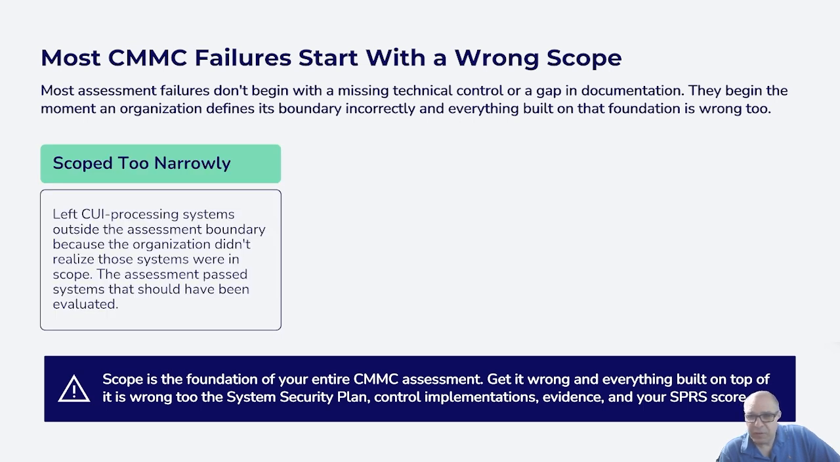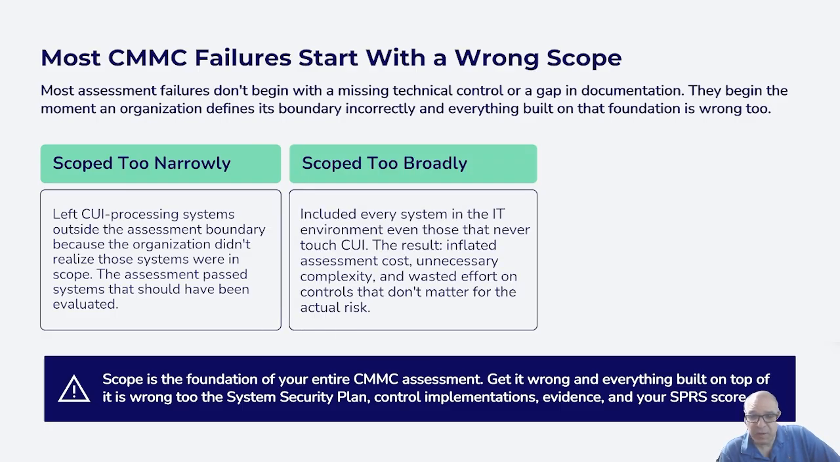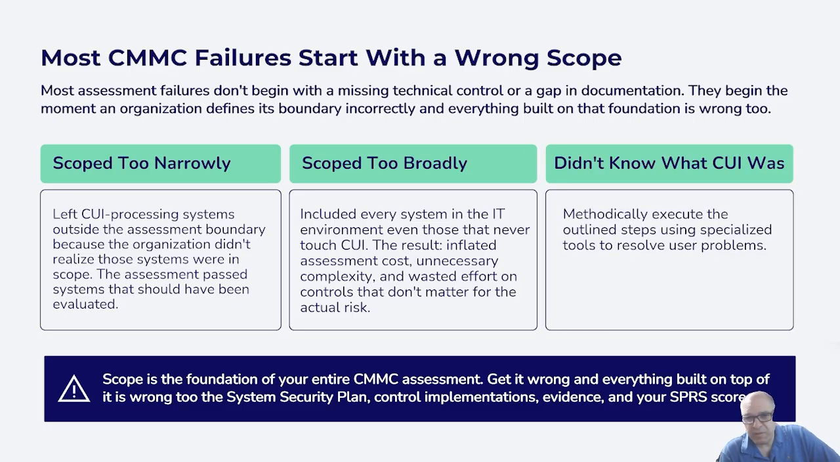I've walked into organizations that scoped too narrowly. They left out systems that were clearly processing CUI because they didn't realize the systems were in scope. I've also walked into organizations that scoped too broadly. They included everything in their IT environment, which inflated their assessment cost and complexity unnecessarily. And I've walked into organizations that generally didn't know what CUI was and assumed their contracting officer had taken care of that definition for them.